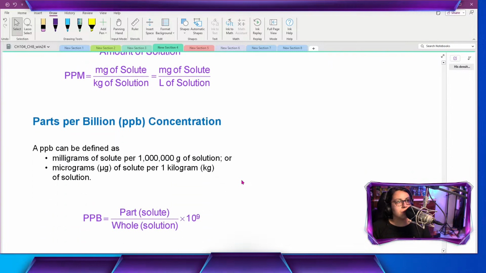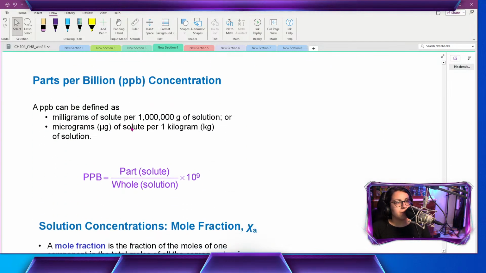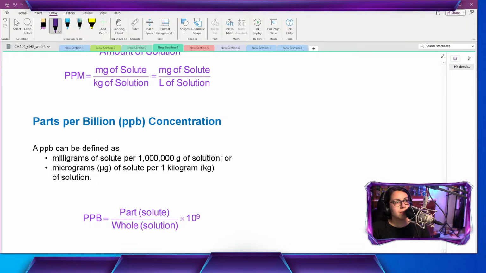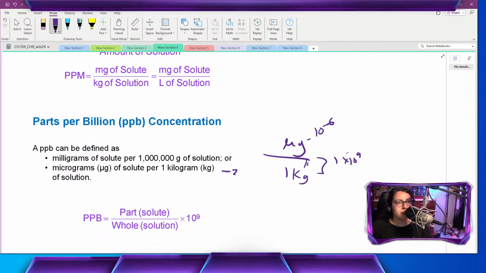And so let's go look at parts per billion now. Parts per billion, again, we can think of 1 part over a billion parts, but I think it's easier to think of it in this way. Similarly, we could ask how many micrograms of solute do we have per kilogram of solution? That is equal to our 1 times 10 to the 9th factor. Microgram is 10 to the negative 6, kilogram is 10 to the 3rd, so there's our 10 to the 9th.